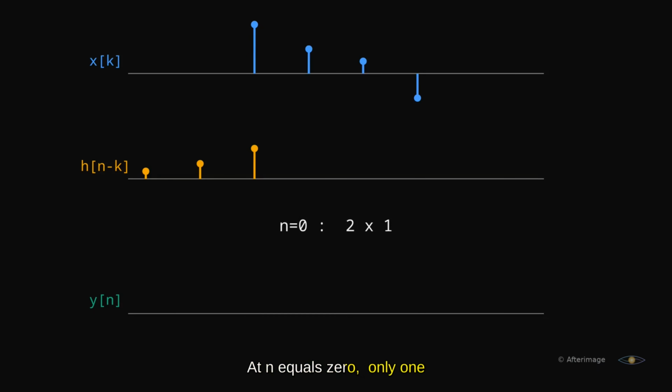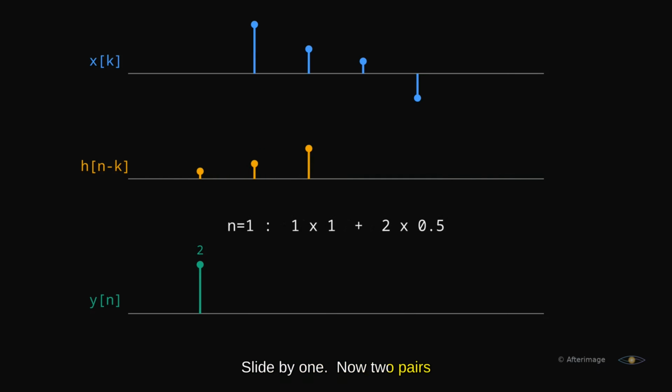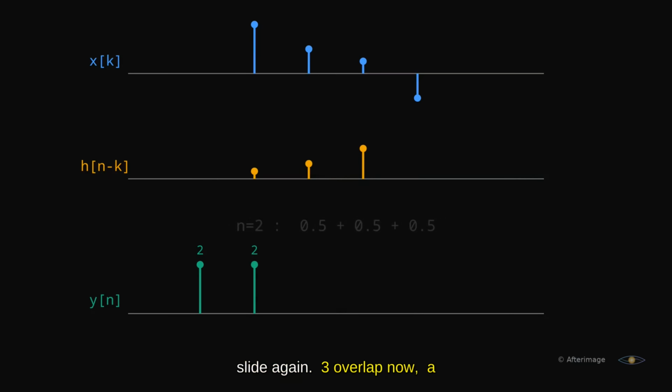At n equals 0, only one pair overlaps. 2 times 1. Y of 0 is 2. That's the first output sample. Slide by 1. Now 2 pairs overlap, 1 times 1, and 2 times a half. 1 plus 1 is 2. Y of 1 is 2. Slide again. 3 overlap now, a half plus a half plus a half. Y of 2 is 1.5. That's the peak of this output.